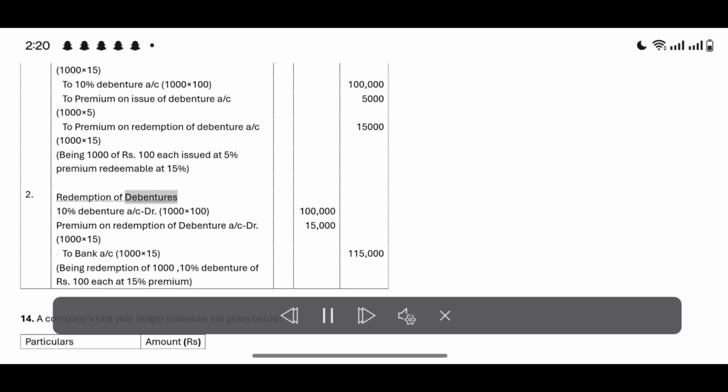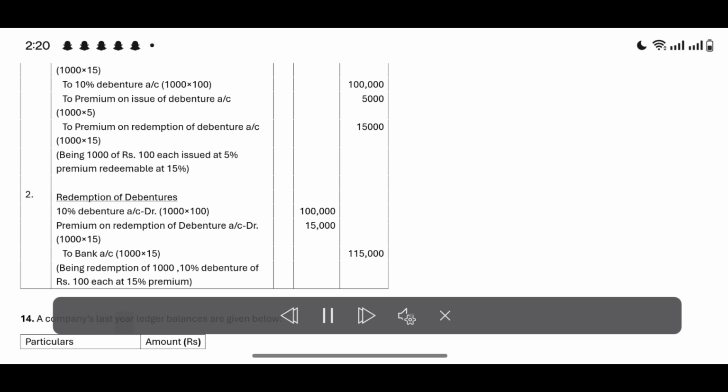Redemption of debentures. 10% debenture A/C Dr. 1,000 times 100, 100,000. Premium on redemption of debenture A/C Dr. 1,000 times 15, 15,000. To bank A/C, 1,000 times 115, 115,000. Being redemption of 1,000, 10% debentures of 100 rupees each at 15% premium.